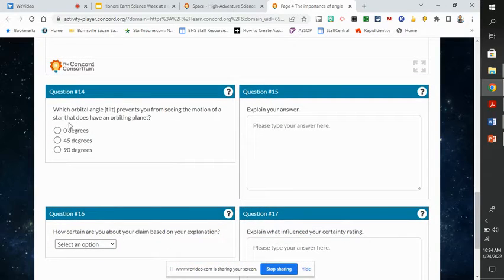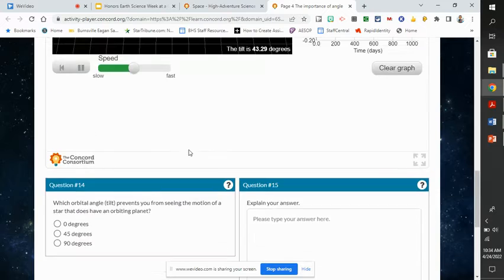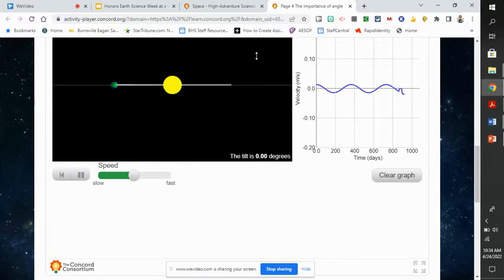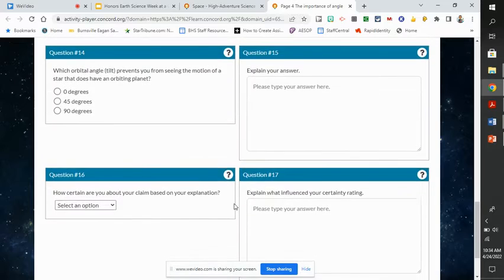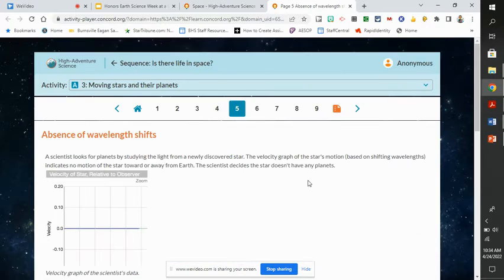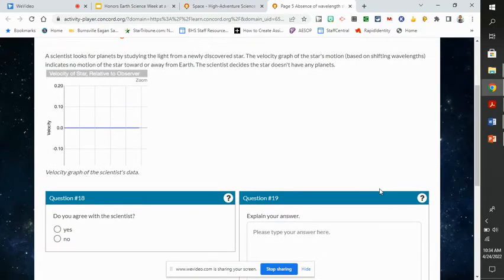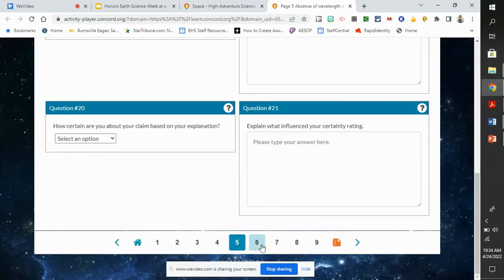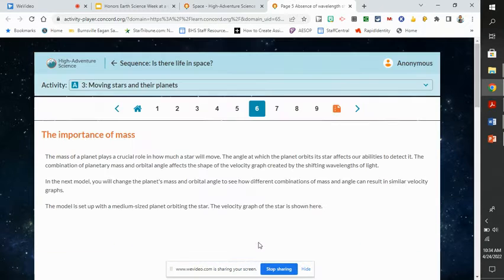Once again, you're going to take a look at which of these orbital angles prevents you from seeing the motion, and to see the angle, look down here in the corner. You can see as you go from 90 degrees to 0 degrees. And answer the rest of the questions. I'm going to try to make this quick so we can get through it. The absence of wavelengths, when an astronomer sees that there is no velocity shift, can they rightly conclude that the star does not have planets? Okay, I'll go to the next one. Go ahead and answer those questions.